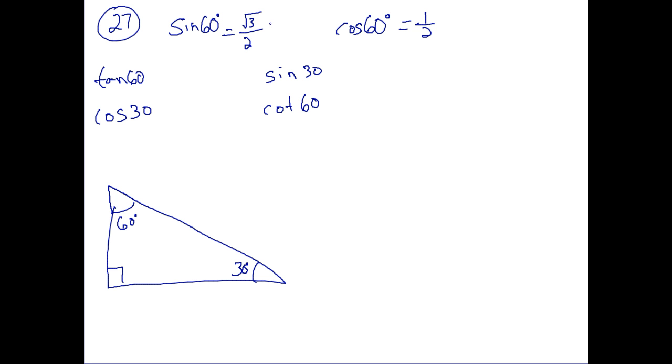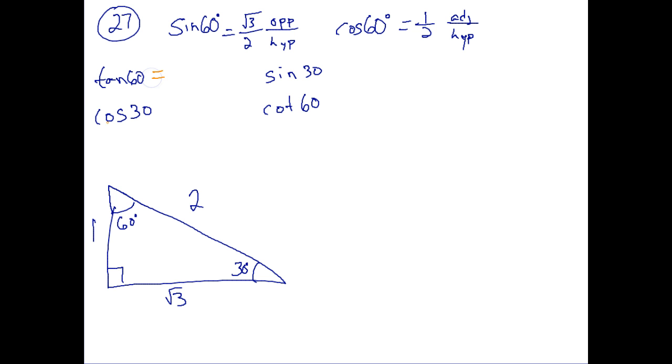Well, sine is opposite over hypotenuse. So the opposite side of the 60 is radical 3, and the hypotenuse is 2. Well, cosine of 60 is 1 over 2, and this is the adjacent over the hypotenuse, which confirms the hypotenuse is in fact 2, but this tells us that the adjacent is 1. Well, now that we have our triangle, we can find all of these things.